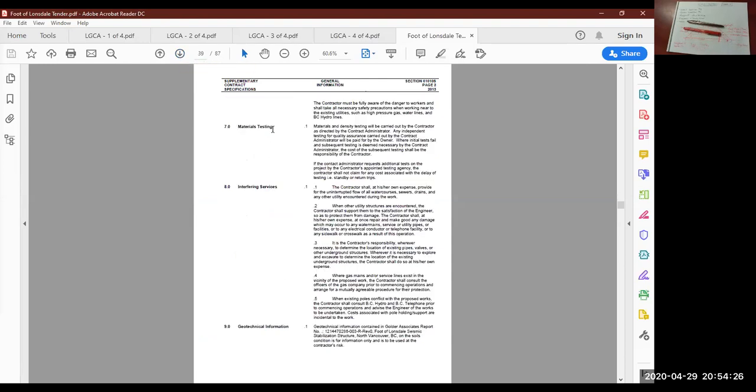Here you're told materials testing. You're told testing is by the contractor, so you need to allow costs for quality control testing, so density testing, testing of concrete.